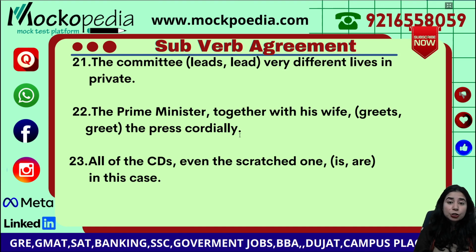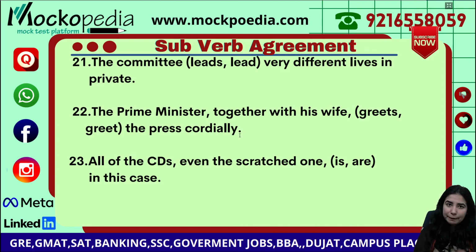The Prime Minister, together with his wife, greets or greet the press cordially. Cordially means in a nice way, in a gentle way, in a friendly way. I did give you this example of Angelina Jolie and Brad Pitt. See, it has appeared again. So Prime Minister together with his wife is going to take a singular verb. So greets the press cordially.